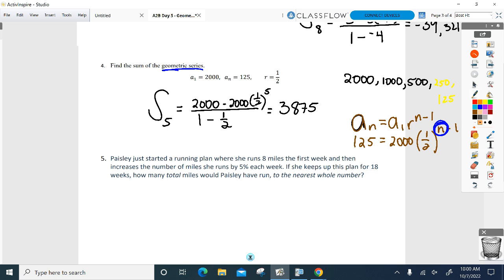I don't know if you remember this from last year, but if you never were taught it, it probably was a disaster. The only way we're going to get that n down and alone is using logs. Yeah, how about those last year? That was a disaster, huh?